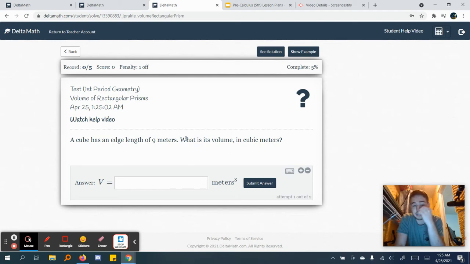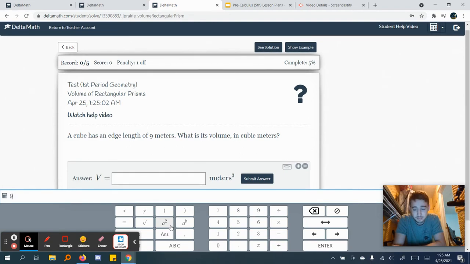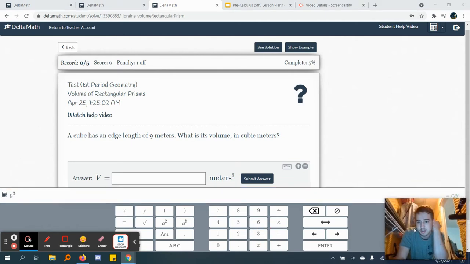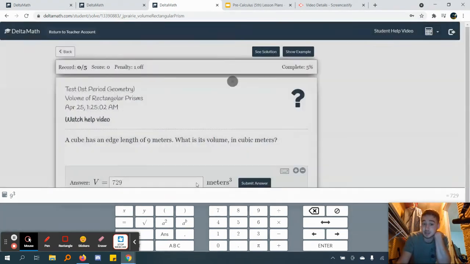A cube has an edge length of 9 meters. What is its volume in cubic meters? Calculators can be our friends here. Now, when you raise something to the second power, it's called squaring it. When you raise it to the third power, it's called cubing it. And that means whenever you find the volume of a cube, you're actually just raising the side length to the third power. And that's actually why they call it cubing. So 9 to the third is 729. That's going to be its volume.